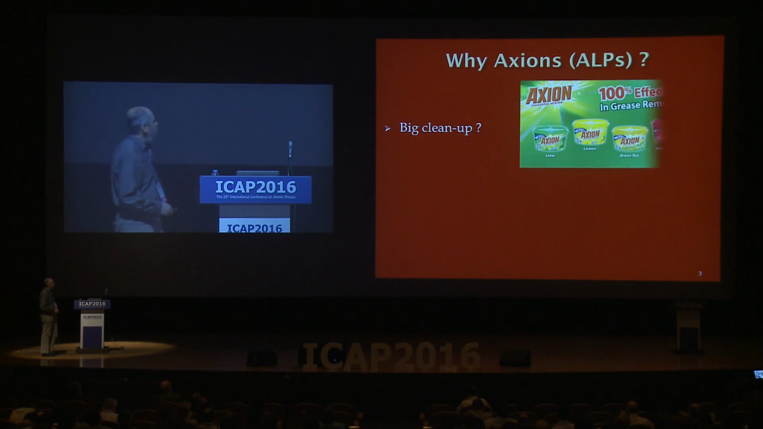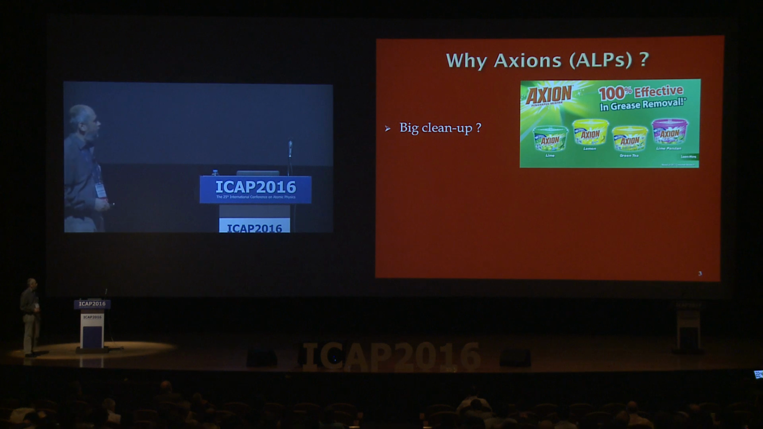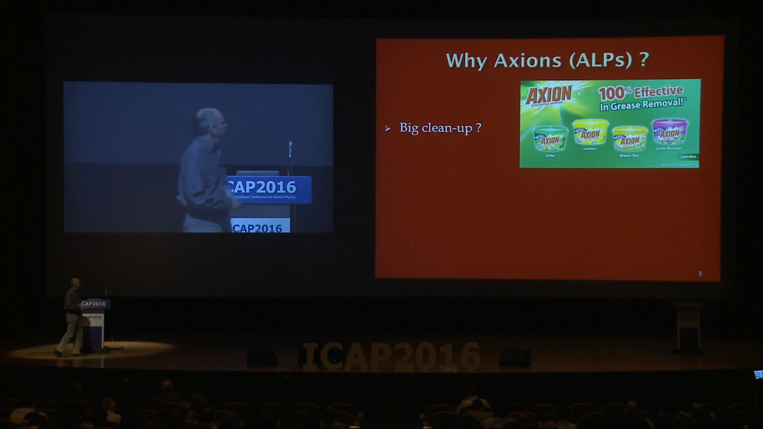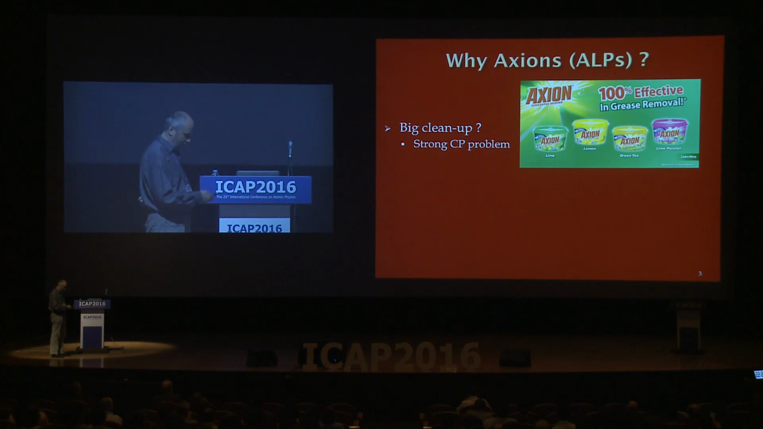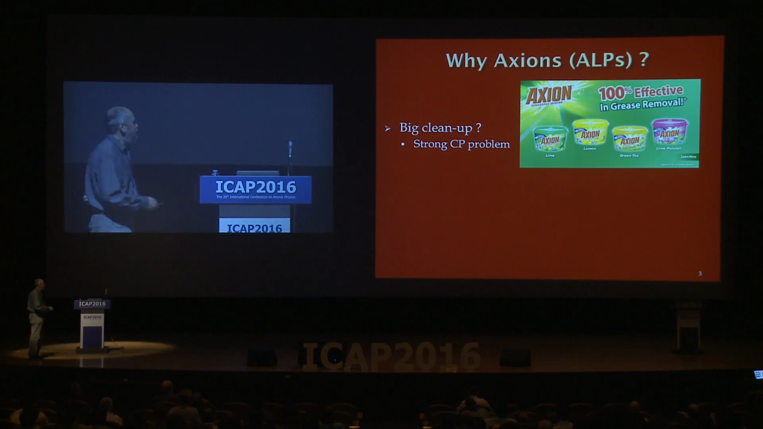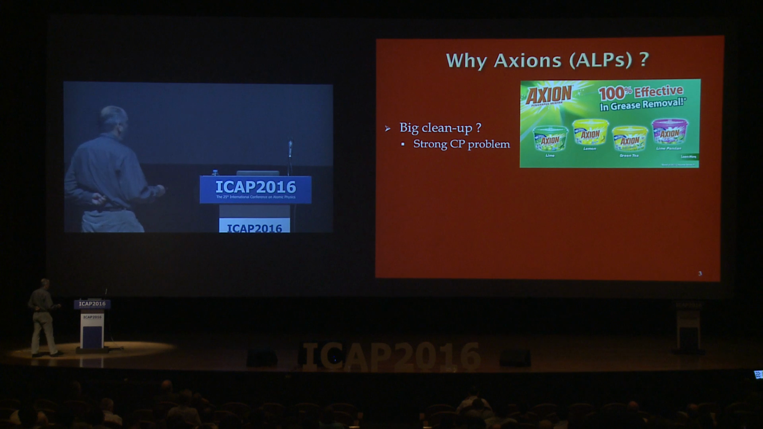So axions were introduced in the 70s in order to clean up a lot of problems in particle physics. Actually, the origin of the name has to do with Frank Wilczek, I think, and also the fact that axion is a popular cleaning solution. So if you want to clean out problems, you use an axion.